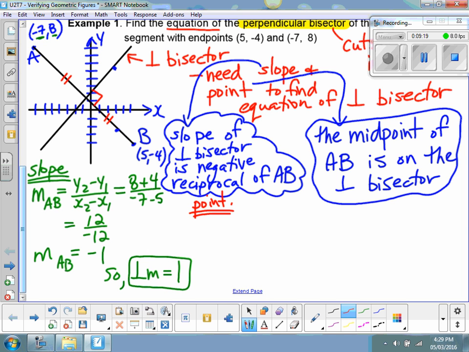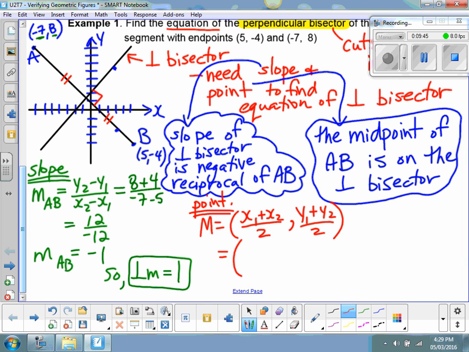So the point is the midpoint of AB. I'm going to write down my formula for midpoint. One thing to remember is that, just like we did with trigonometry, when we get to the test on this stuff, you are going to be given all these formulas. You don't have to memorize them, but you do need to know when and how to use them.